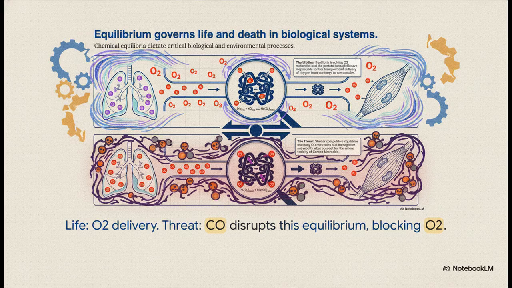Carbon monoxide can hijack the system. It binds to hemoglobin way, way more strongly, creating this new, deadly equilibrium that literally starves our bodies of oxygen. It's a pretty stark reminder that getting this balance right can be the difference between life and death.